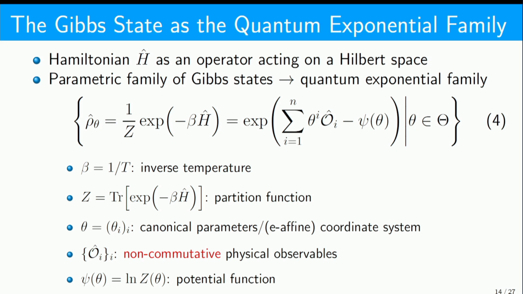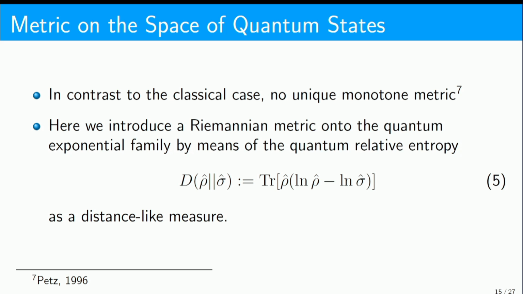And most things are in common with the classical case, but the one distinguished difference from the classical case is that the physical observables are generally non-commutative. I mean, if they were commutative, they could be simultaneously diagonalized, and the situation could be reduced to the classical context.